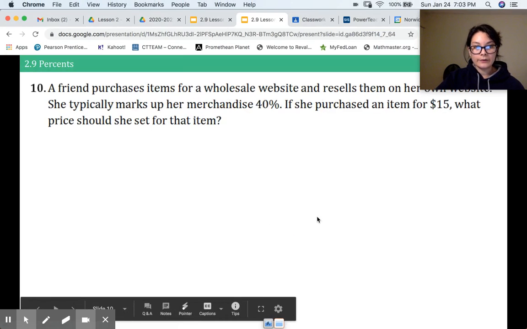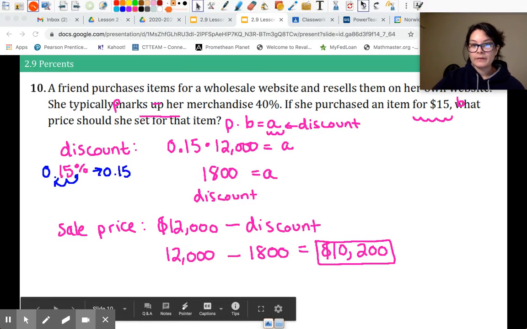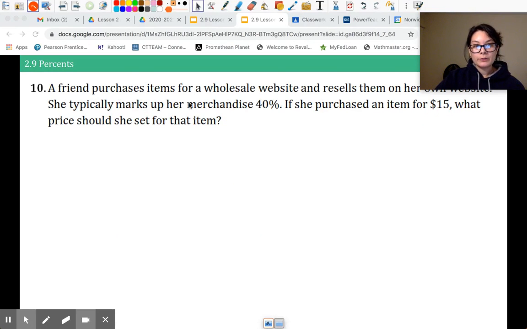Let's take a look at another example. A friend purchases items from a wholesale website and resells them on her own website. She typically marks up her merchandise 40%. So again, she's making it more expensive to earn a profit. If she purchased an item for $15, what price should she set for that item?